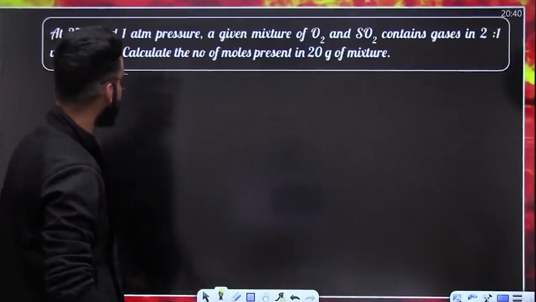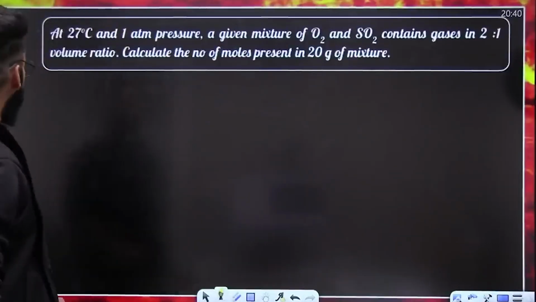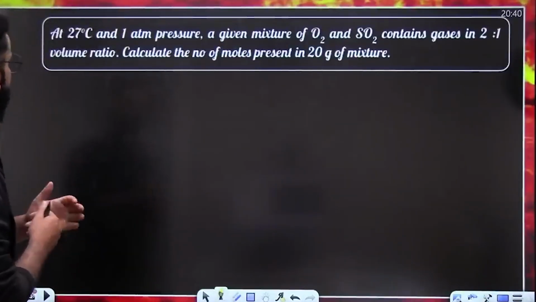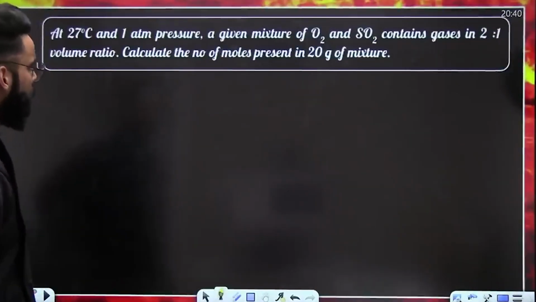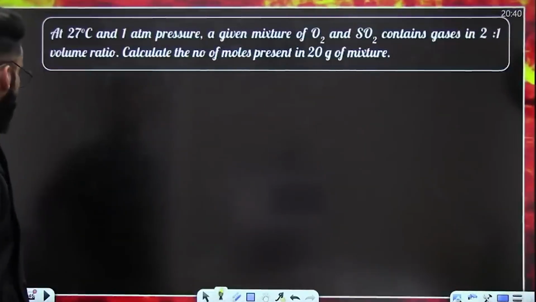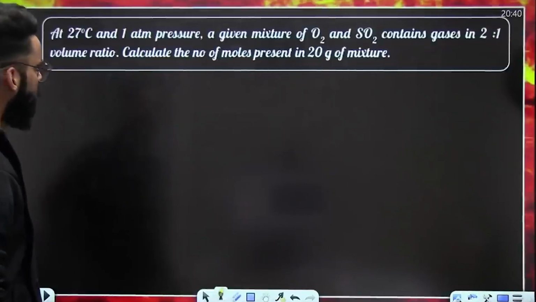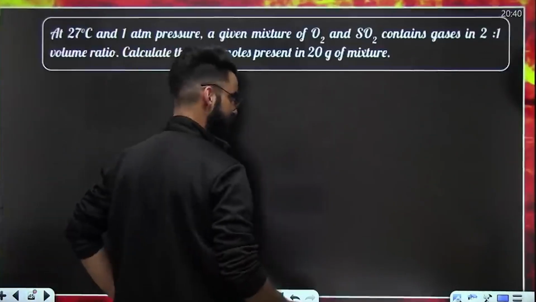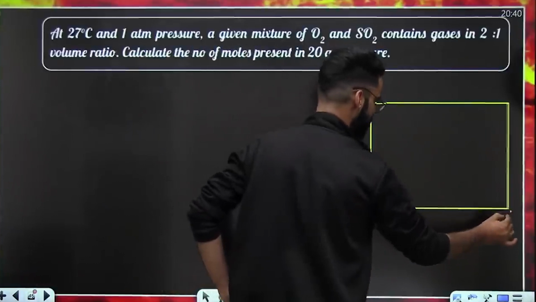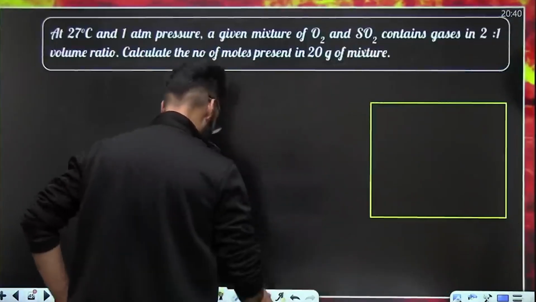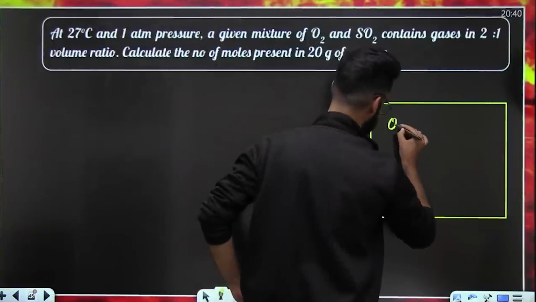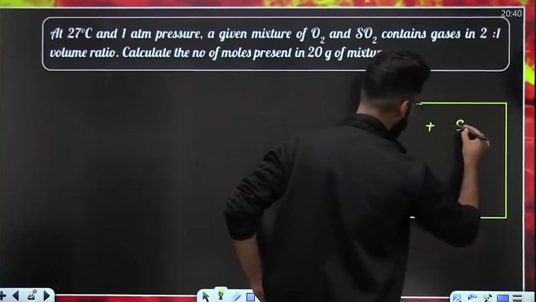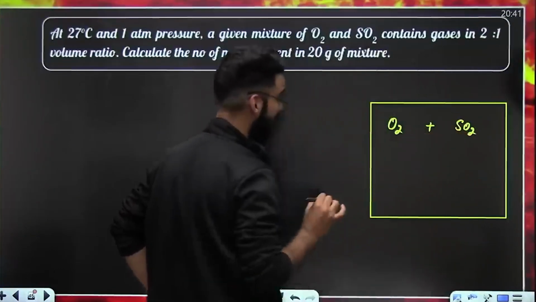All right. One more question. The question is, at 27 degrees centigrade and 1 atm, a given mixture of O2 and SO2 contains gases in 2:1 volume. Calculate the number of moles present in 20 grams of the mixture. What does it mean? Have a look at what it means. As far as this particular question is concerned, we have got two gases in the container. One is O2 and one more is SO2. These are the two gases in the container.